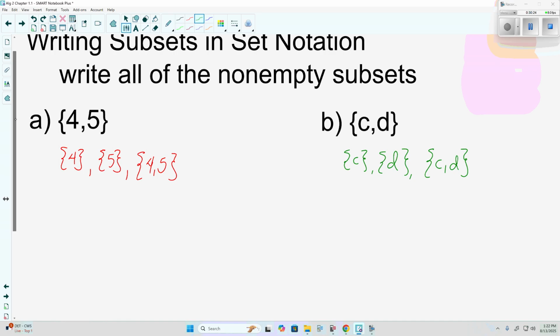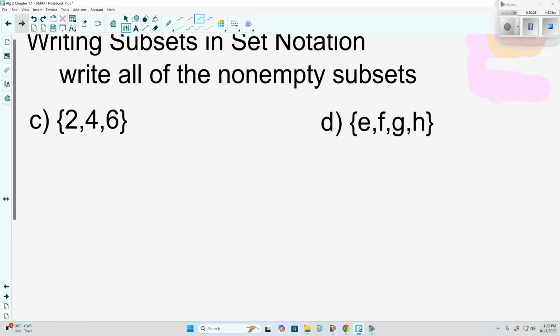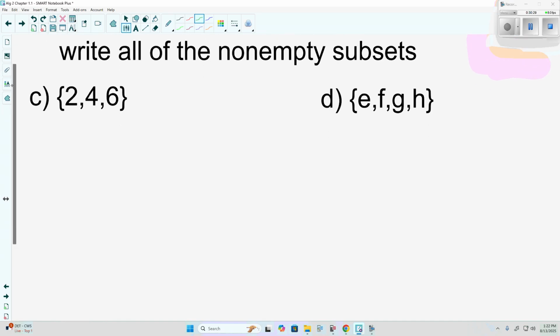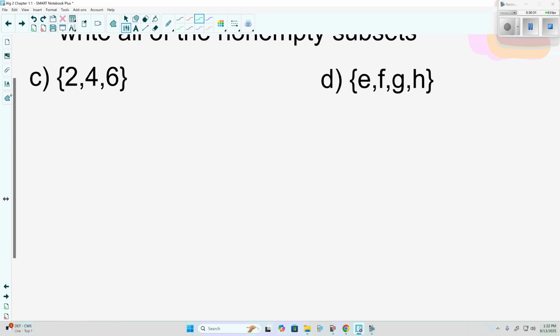Are you ready for the next one? 2, 4, 6. Okay. Let's start with our subsets of one element. So we could have the set containing what? 2. Then the set containing 4. And then the set containing 6. Not too bad.